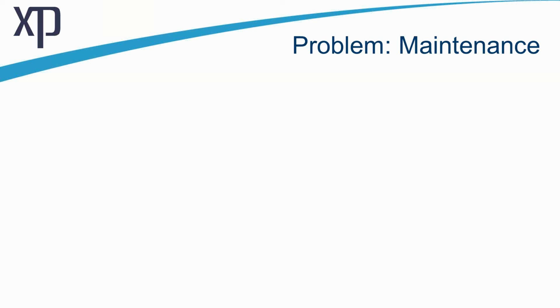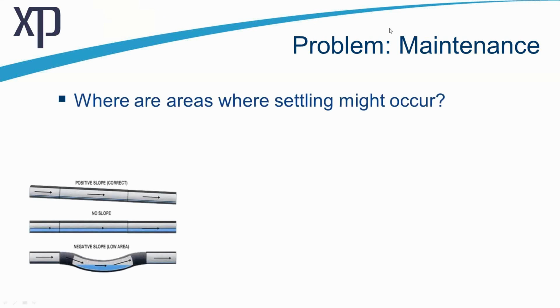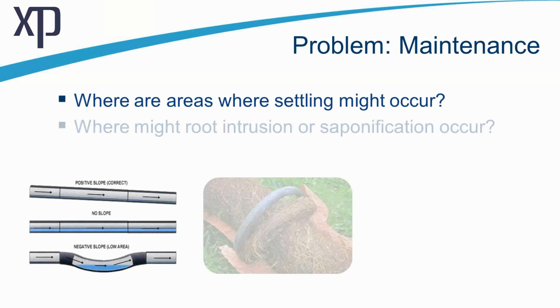But maintenance, as we're aware, is an ongoing thing. And for a long time there really wasn't data or reason to use a model to support maintenance. And I'm believing more and more that that's becoming more practical. So what do I mean when I talk about maintenance? Well, one is where are areas where settling might occur. So if I have a siphon or if I have an adverse slope or a zero slope, I might have a settling or other problems occurring. And a model can help us determine where that is.